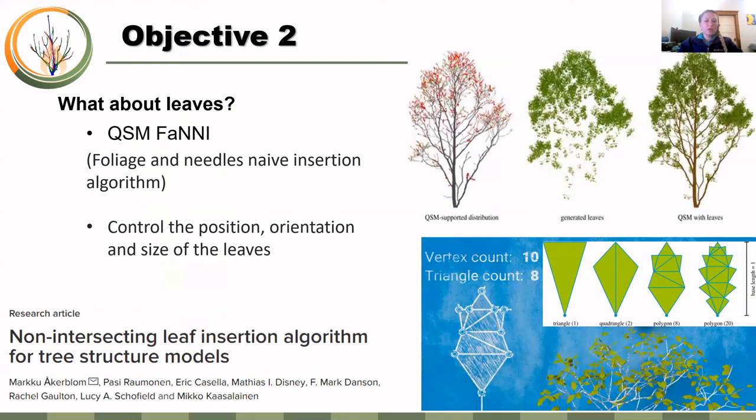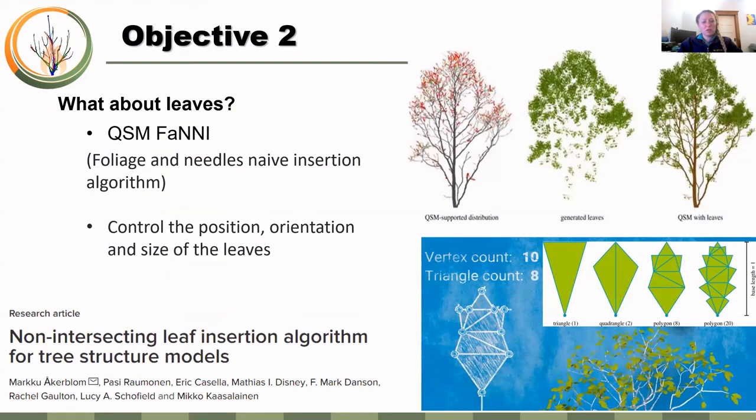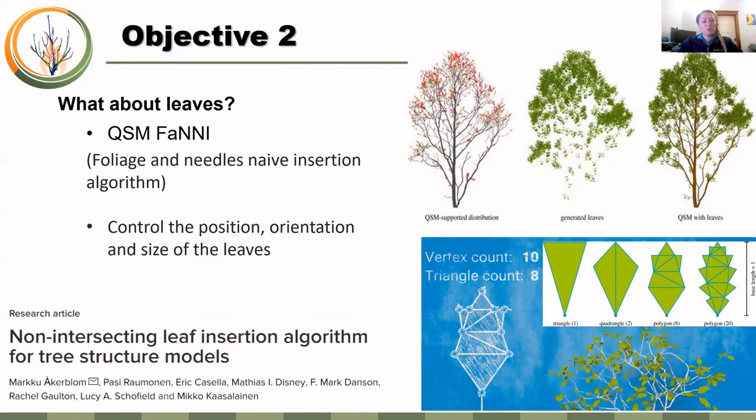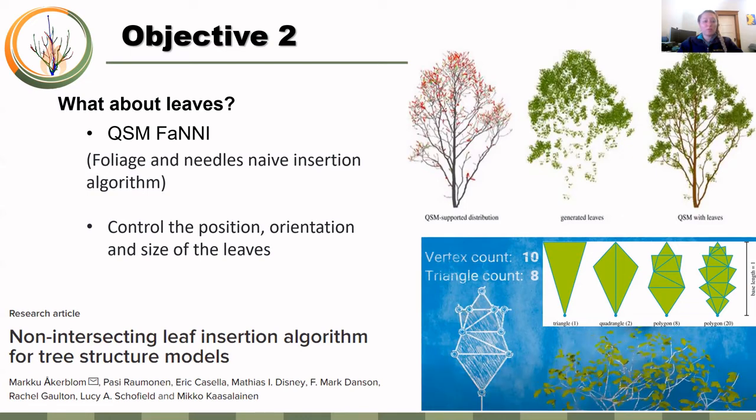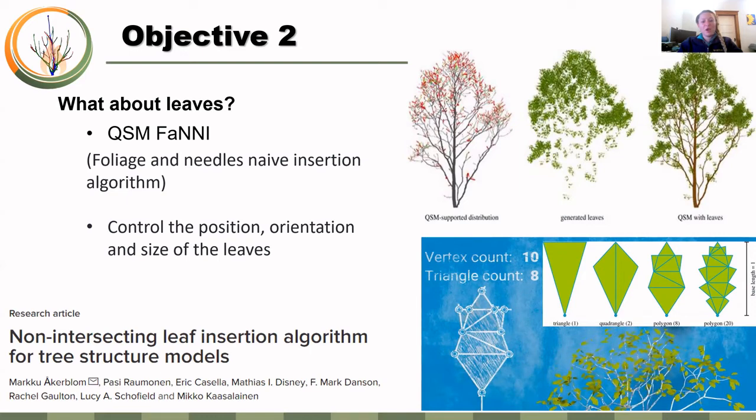So far, we've only looked at the QSM of the woody structure. So what about the leaves? The foliage obviously does contribute to the overall structure as well as influences flammability. Therefore, we're using a method implemented in Åkerblom et al.'s research, using an open source MATLAB script called QSM FaNNI, which stands for Foliage and Needle Naive Insertion Algorithm.